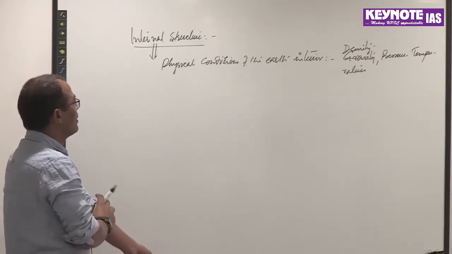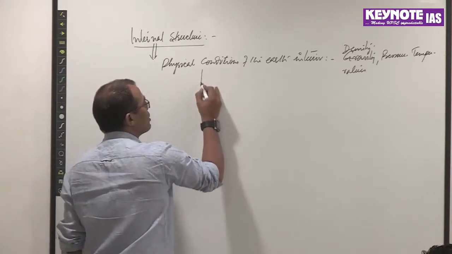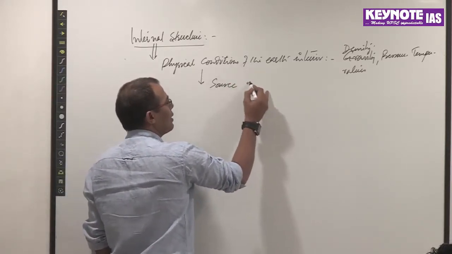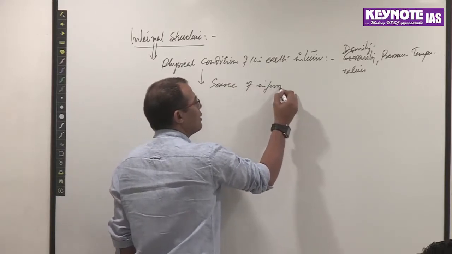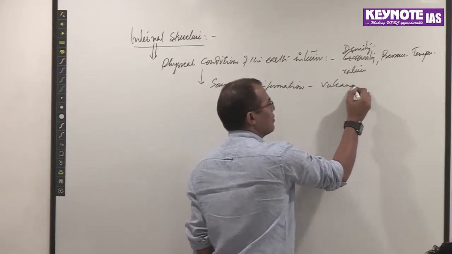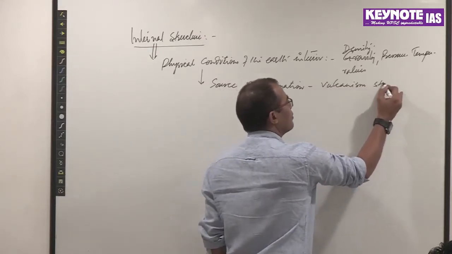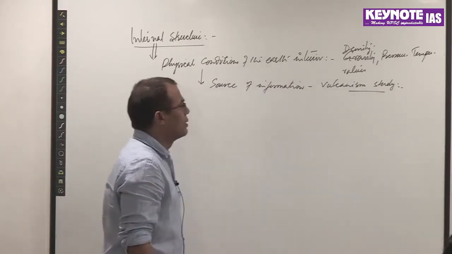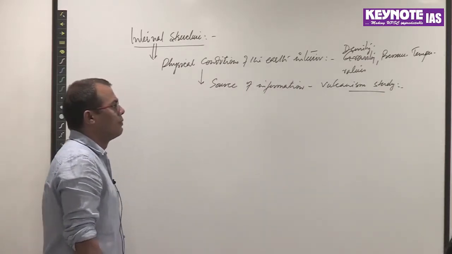Density, pressure, temperature. The information about this, the source of information for all the physical conditions, is fundamentally derived from the study of volcanism. The study of the lava, its temperature, density of the rocks at different places.